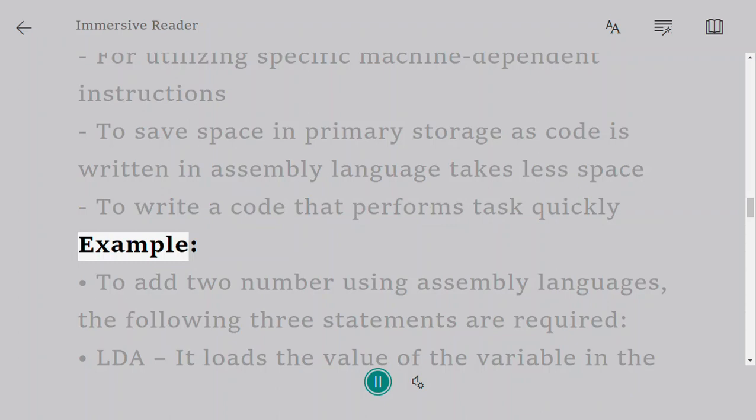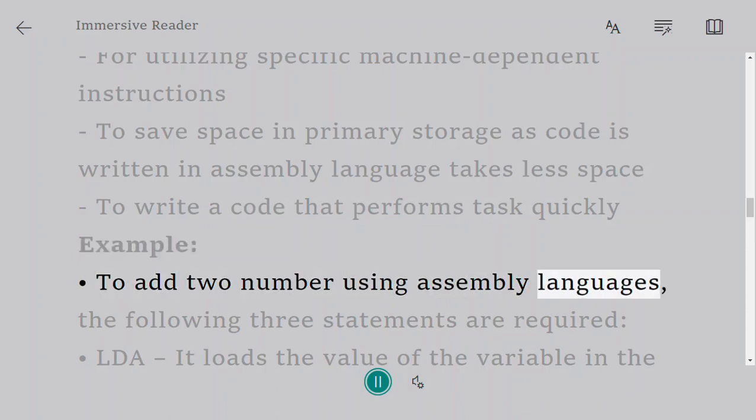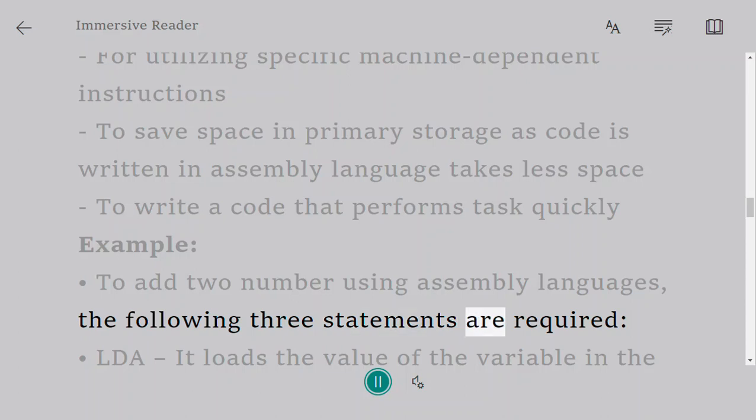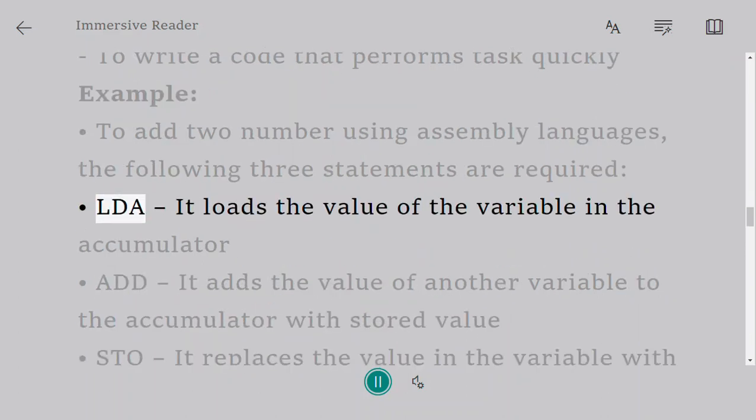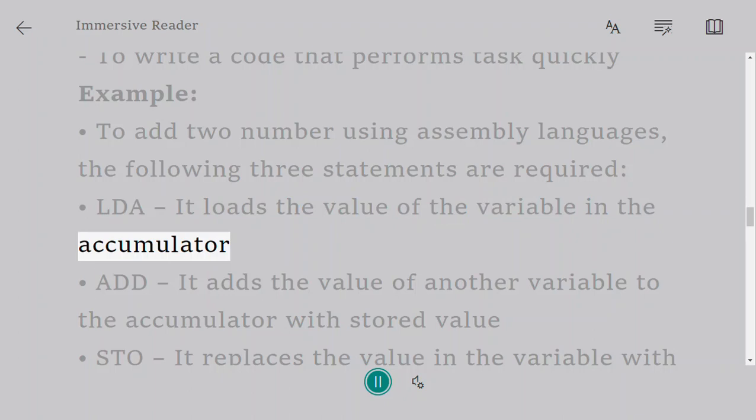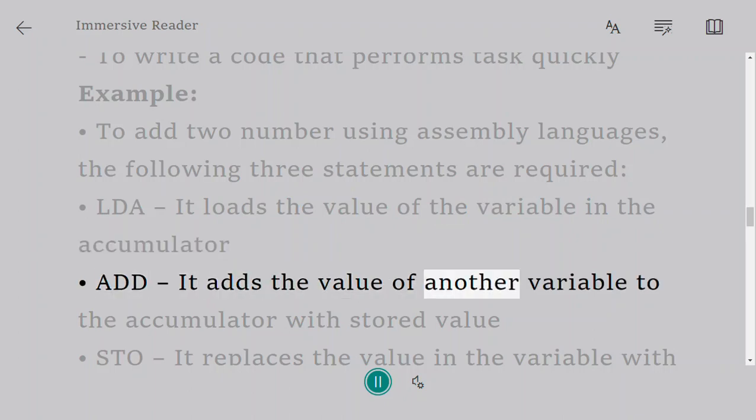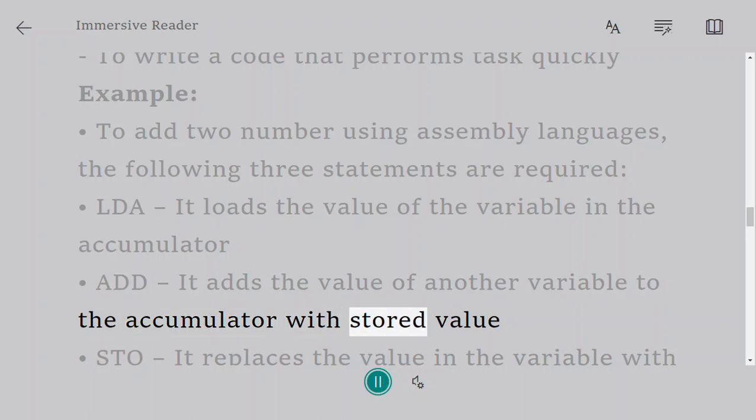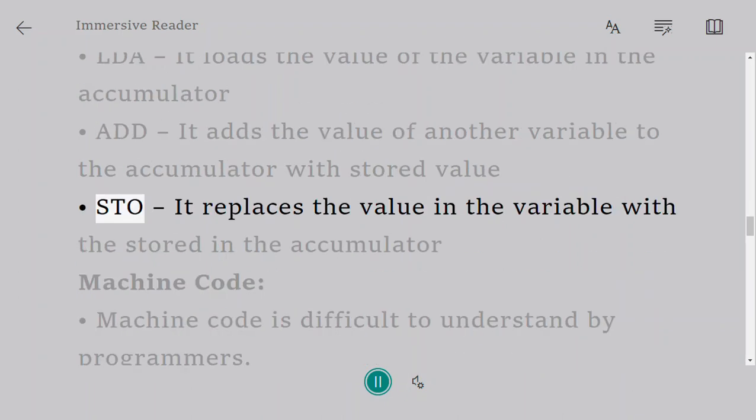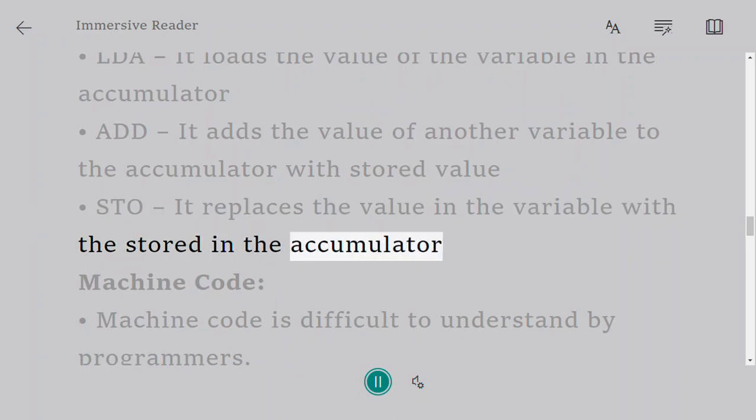Example. To add two numbers using assembly language, the following three statements are required. LDA loads the value of the variable in the accumulator. ADD adds the value of another variable to the accumulator with the stored value. STO replaces the value in the variable with the one stored in the accumulator.